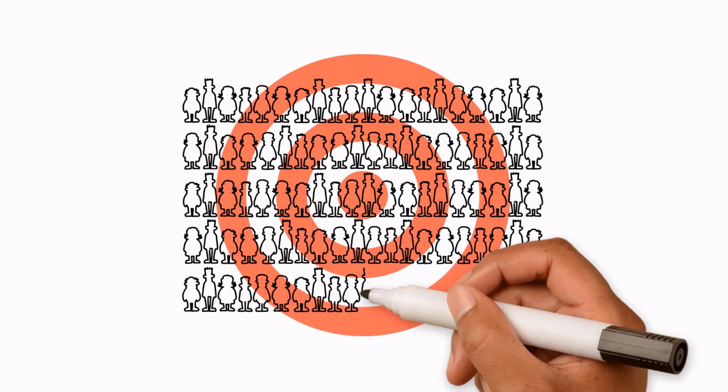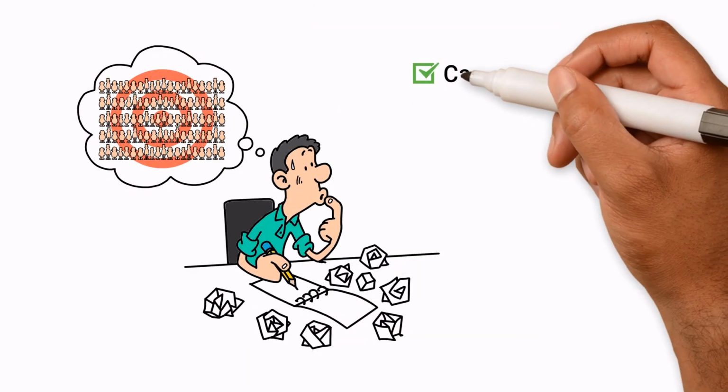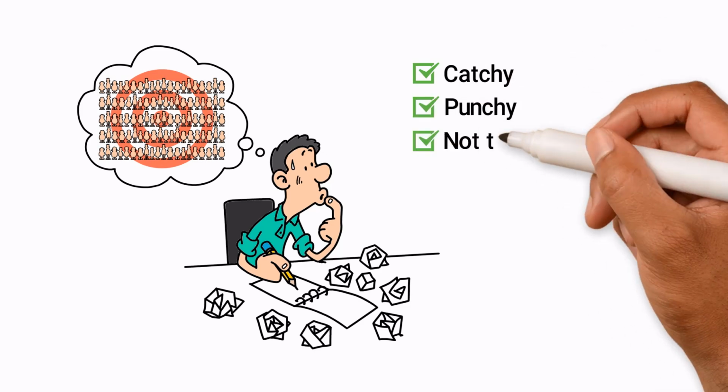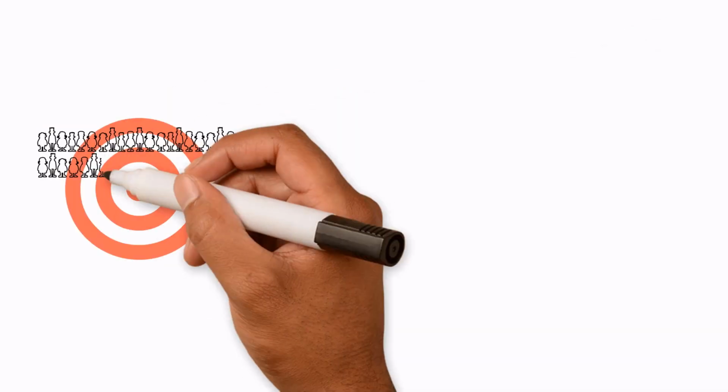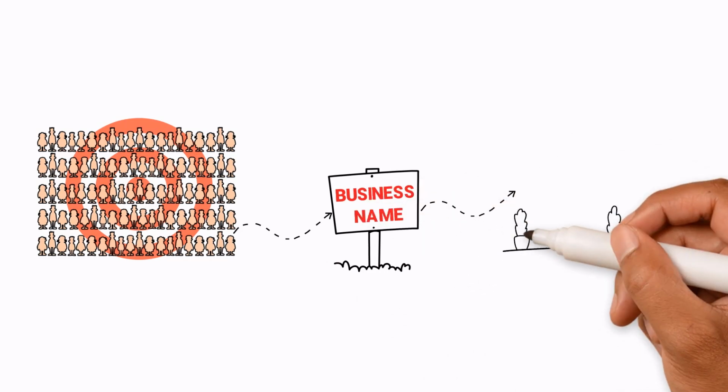2. On target. Who's your target audience? Think of something that will appeal to them. You want it to be catchy, punchy, but not too out there. If your target audience connects with your name, they've already made a subconscious connection to your company.